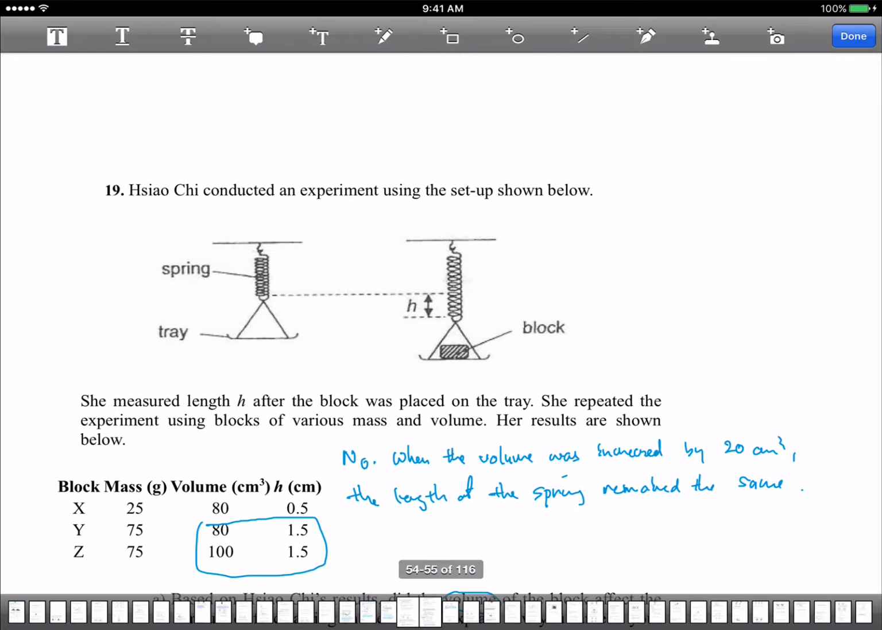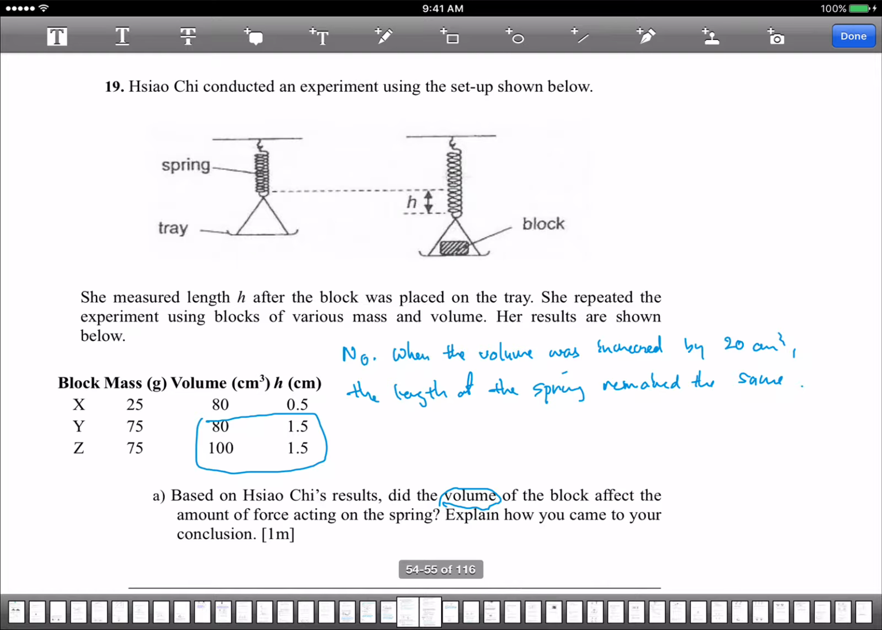That sounds right. Okay, let's take a look. We try two more questions. Let's do two more. So first one, part A. Based on Xiaoju's results, did the volume of the block affect the amount of force acting on the spring? You see, they changed the volume. Look at this part. Volume was changed. Did it affect the result?